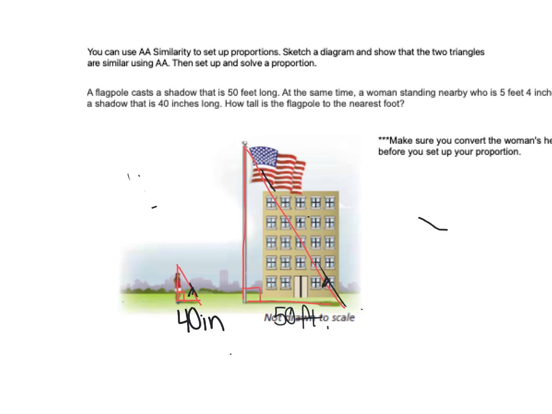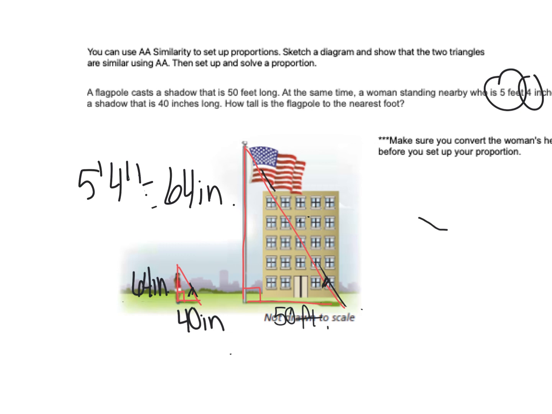Well, we have a mixture of feet and inches in her height, which means we need to make sure that we are putting it into inches. Since her shadow is listed in inches, we need to make sure her height is listed in inches. So 5 feet would be 60 inches plus 4 would be 64 inches. So 5 feet 4 inches equals 64 inches total.